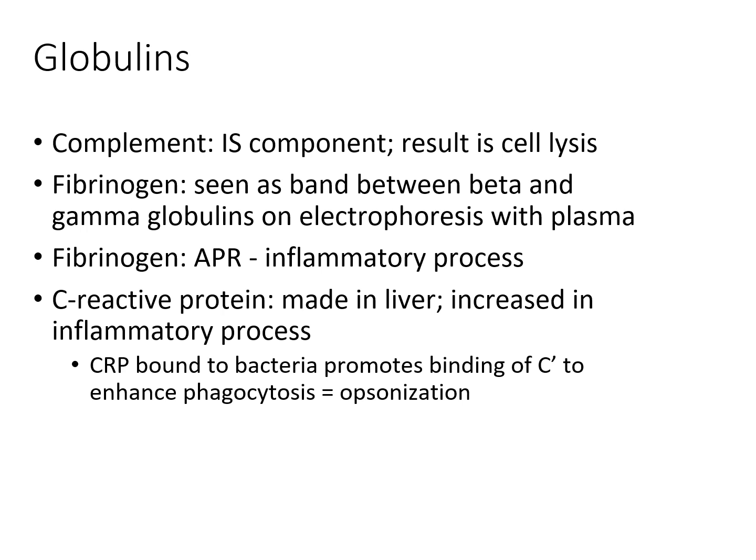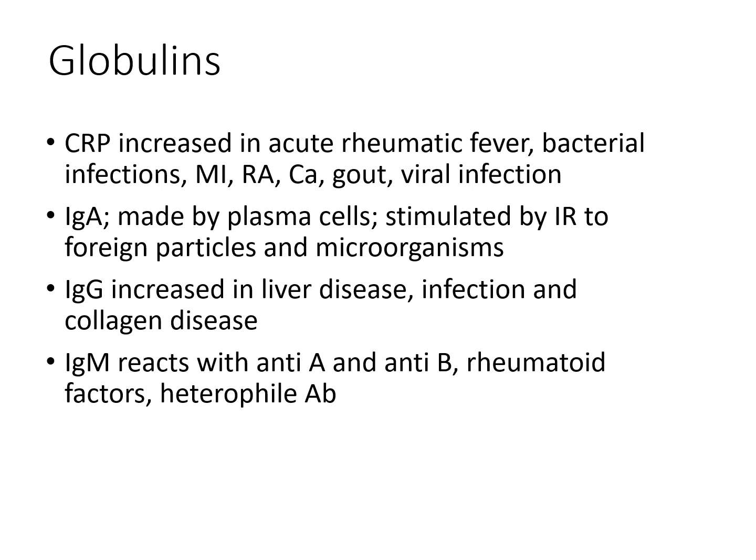C-reactive protein, or CRP, is produced in the liver. It is increased in response to inflammation. CRP binds to bacteria and can help promote binding of the complement, and this enhances phagocytosis by immune cells in a process called opsonization. CRP is going to be increased in acute rheumatic fever, bacterial infections, myocardial infarctions, rheumatoid arthritis, cancer, gout, and viral infections.